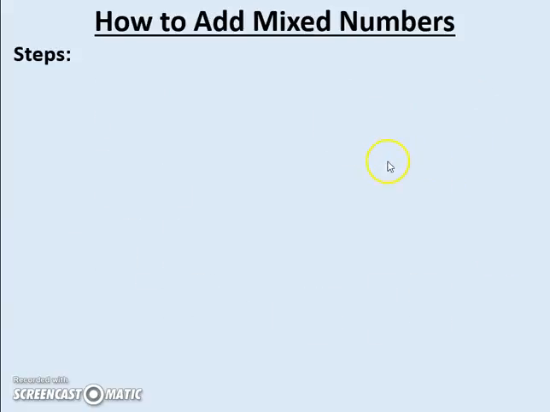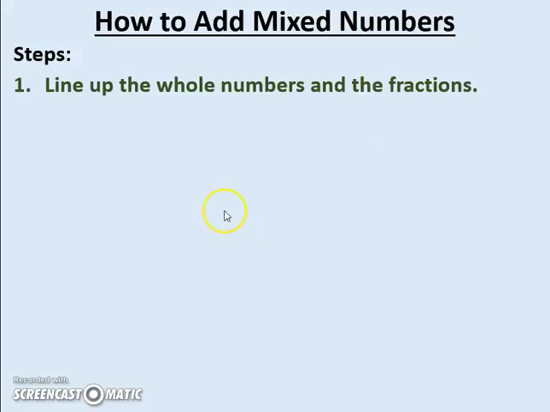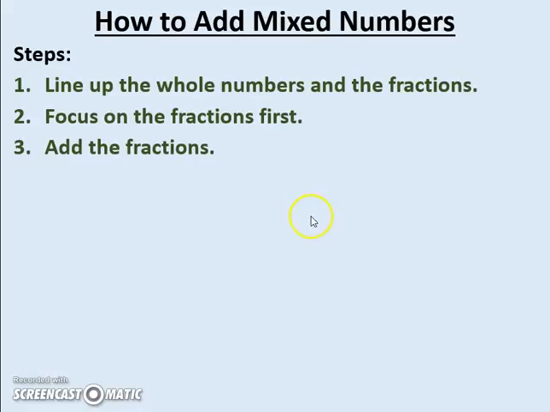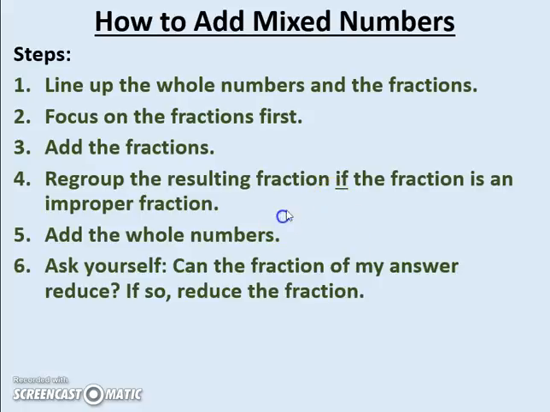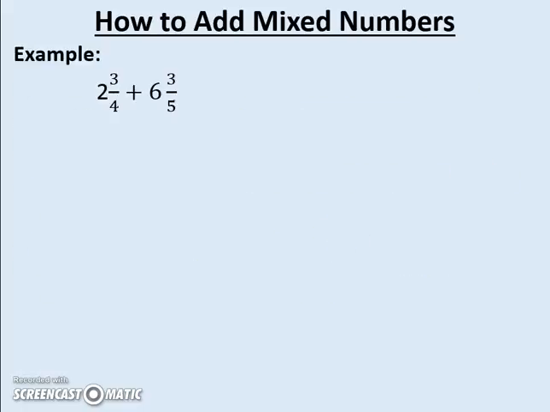Our next skill is how to add mixed numbers. Here are our steps. Line up the whole numbers and fractions. Focus on the fractions first. Add the fractions. Regroup the resulting fraction if the fraction is an improper fraction. Add the whole numbers, and then ask yourself, can the fraction of my answer reduce? And if so, reduce the fraction. So here's an example. Our first step is to take this horizontal problem and write it vertically so that we are lining up the whole numbers, which are 2 and 6, and the fractions, which are 3/4 and 3/5.